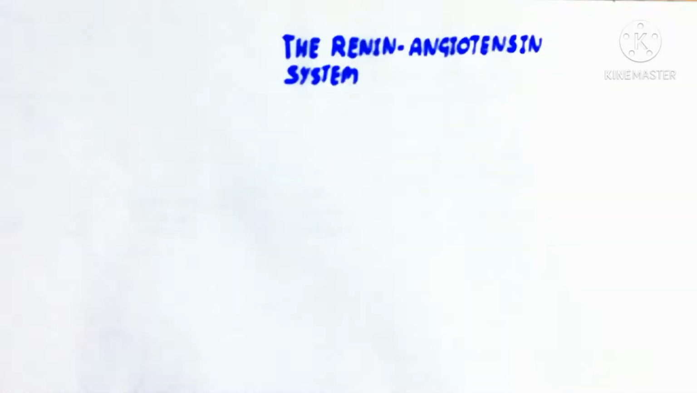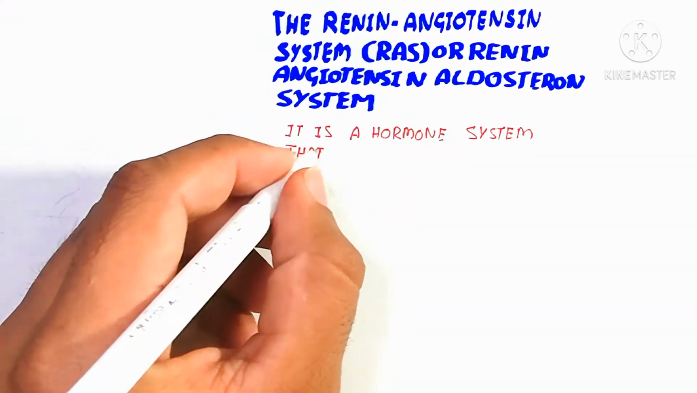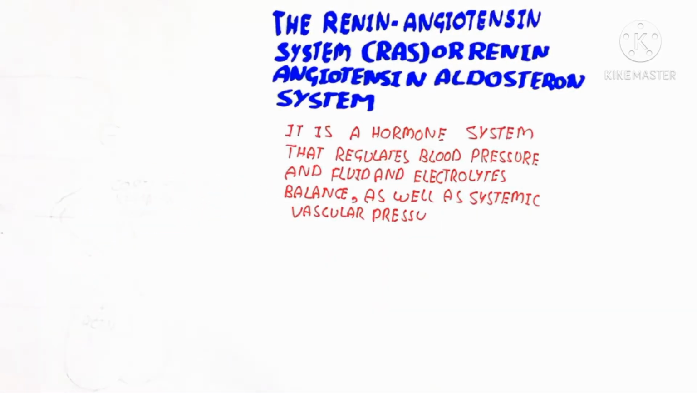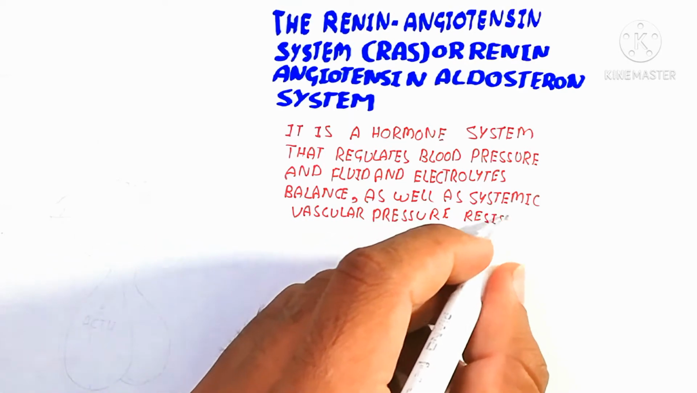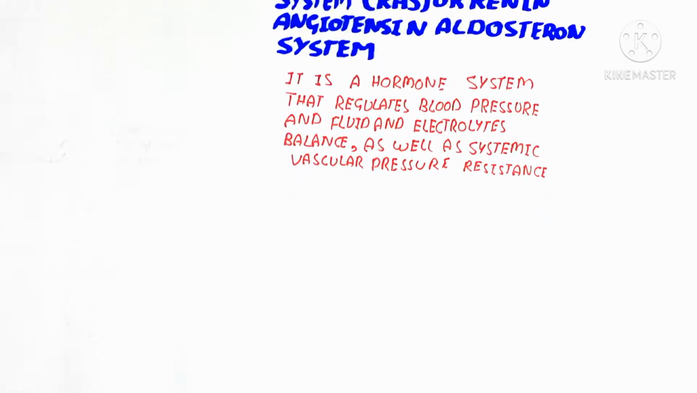Here today we will discuss the renin angiotensin system, or RAS, or renin angiotensin aldosterone system. So the aldosterone is used, so it is an endocrine system. It is a hormone system that regulates blood pressure and fluid and electrolyte balance. So there's balancing of electrolytes as well as systemic vascular pressure, which is resistance, and that creates the level and balance of the blood pressure in the vascular system. So let's begin to talk and understand about the renin angiotensin system.